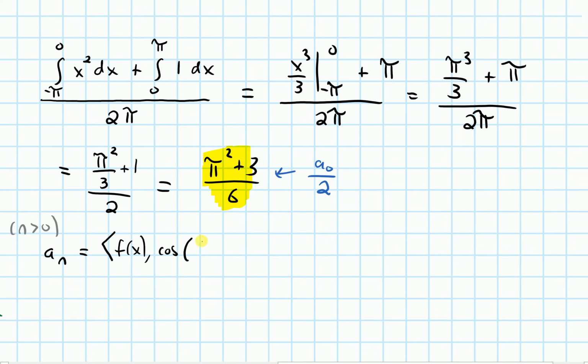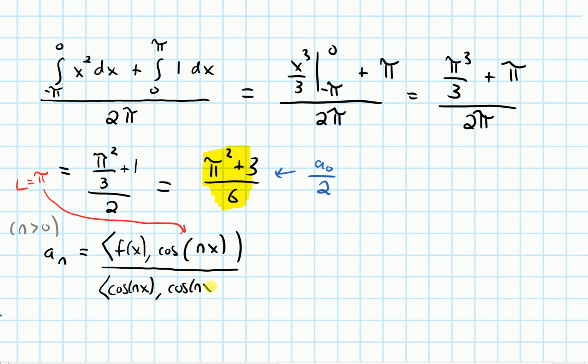So normally we'd write n pi x over L here. But in our problem, remember what L is. L is pi. And because L is pi, the pi on the top and the bottom would cancel, and this would just end up being cosine of nx. So I'm going to write the simplified form of it for our problem. And then on the denominator, we'd have the inner product of cosine of nx with itself.